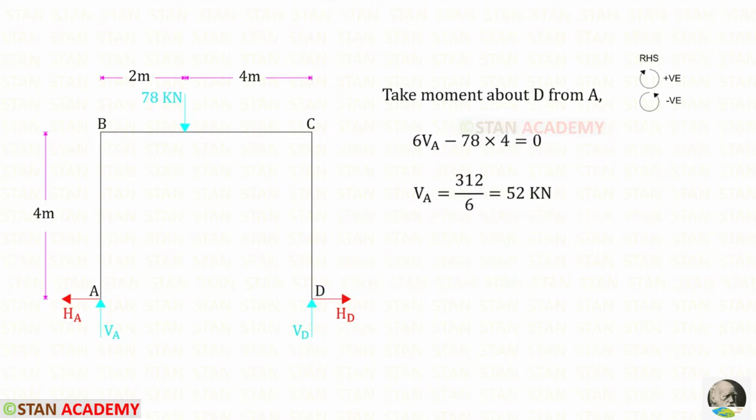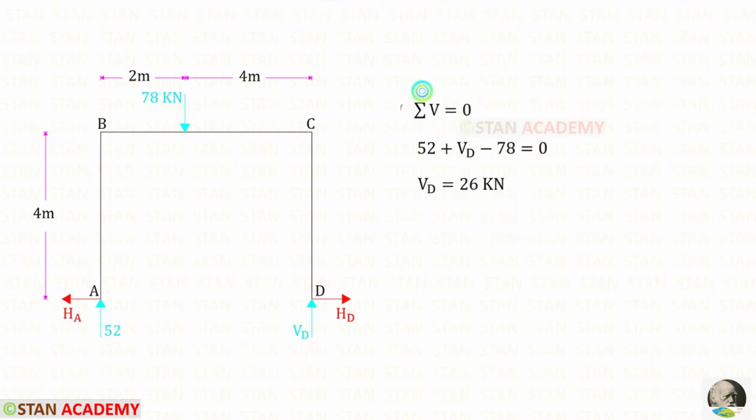To find the vertical reaction VA, let us take a moment about D. In this case, we have to follow the right hand side rule. VA is acting in the clockwise direction so it will be positive and the distance is 6. So 6 VA. This load is acting in the anticlockwise direction so it will be negative and the distance is 4. For VA, we will get 52. Using this rule, we can find VD.